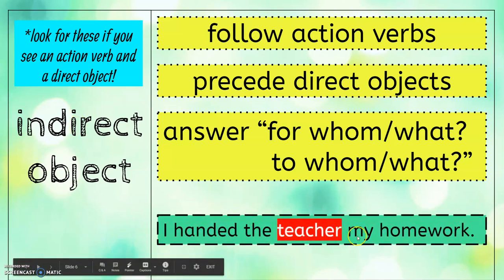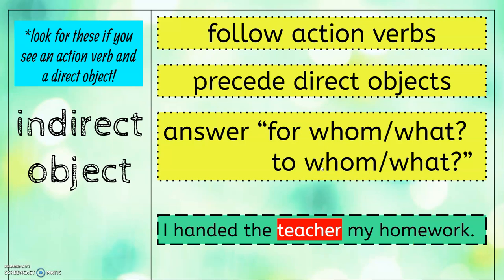I handed the teacher my homework. Well, we had already decided that homework is the direct object. I handed what? I handed my homework. To whom did I hand my homework? To the teacher. So it comes between the verb and the direct object. That is an indirect object. So a noun can do the job of indirect object if it comes between the action verb and the direct object and answers this question, to whom or what, or for whom or for what something is done.